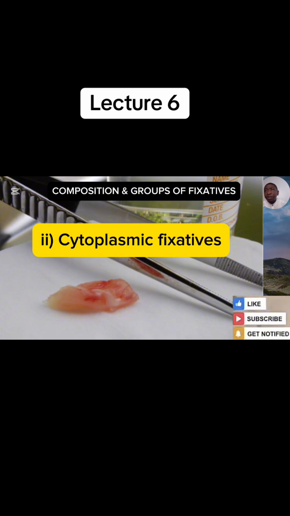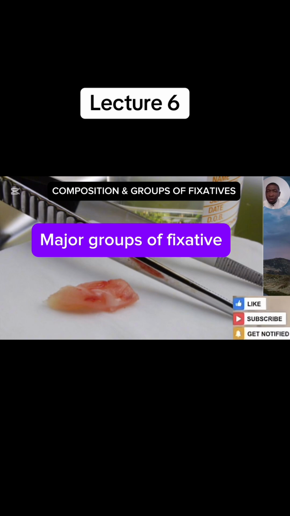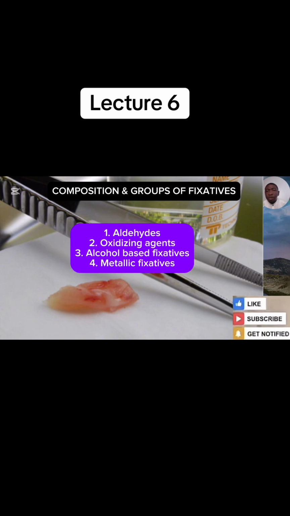The third category is histochemical fixatives. Histochemical fixatives preserve specific chemical constituents in tissues for subsequent analysis. For example, cold acetone for enzyme studies and alcoholic fixatives for glycogen and other carbohydrates. Additionally, we have major groups of fixatives. One, we have aldehyde, oxidizing agents, alcohol-based fixatives, and metallic groups of fixatives.